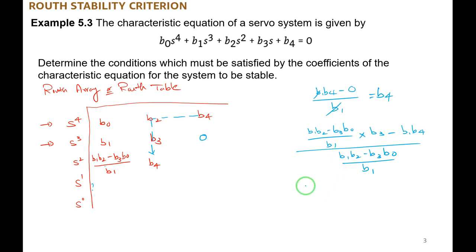So let me write it. b1 b2 minus b3 b0 into b3, minus b1 square into b4, is it fine? Divided by b1 b2 minus b3 b0. b1 will get cancelled. So what I will be getting is b1 b2 minus b3 b0.